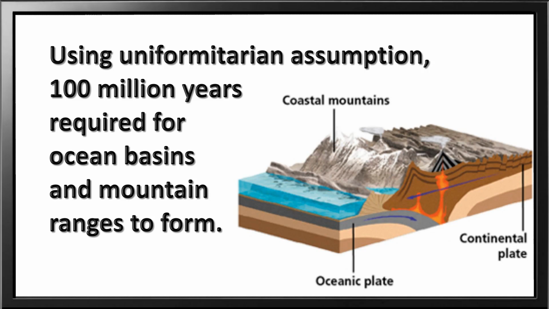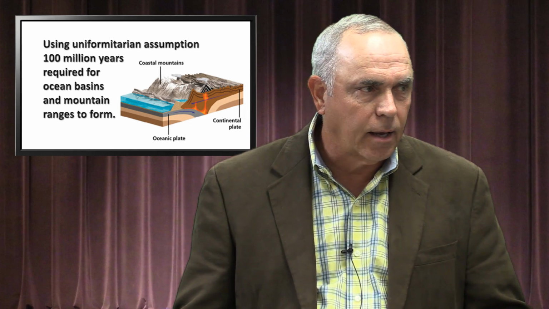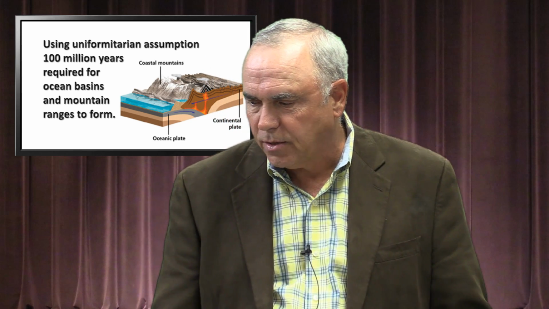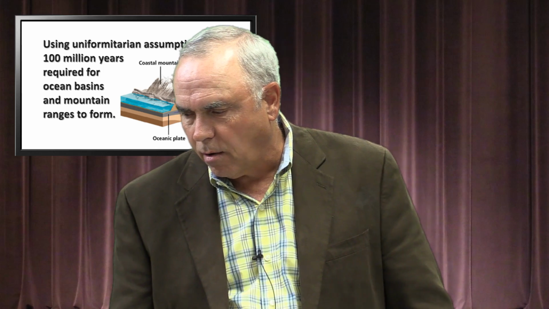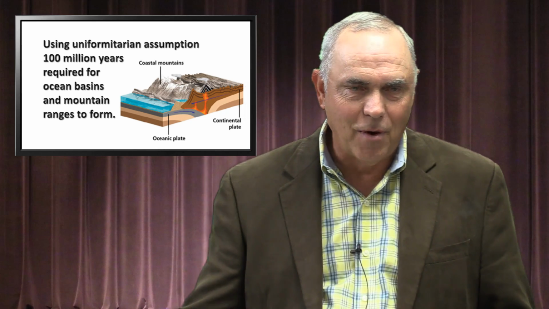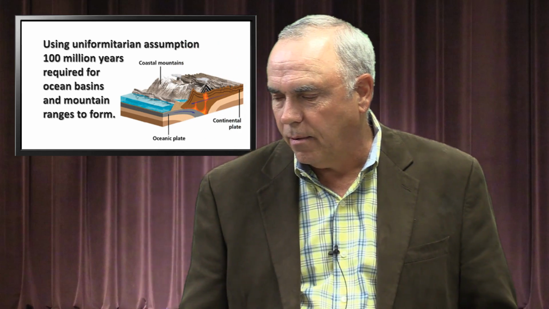Now, if you use the uniformitarian assumption, 100 million years would be required for the ocean basins and mountain ranges to form, if you believe in uniformitarianism. What is uniformitarianism? Do y'all remember? We talked about this, but it's been a long time. Easy way to say it is what's going on now has always gone on like it is, even millions of years ago. Nothing has changed. Kind of the opposite of the catastrophic approach. But if you believe that, then you would have to surmise that the Earth has to be at least 100 million years old, and they believe the Earth is 4.5 billion years old. So there would have been plenty of time for plate tectonics if you have uniformitarianism as your belief system.